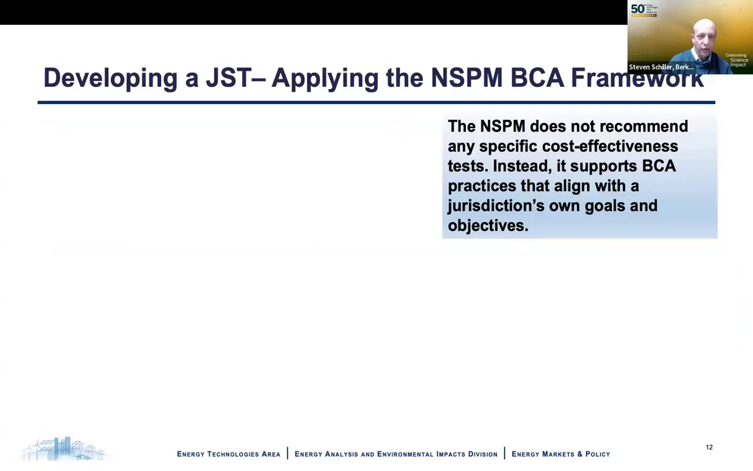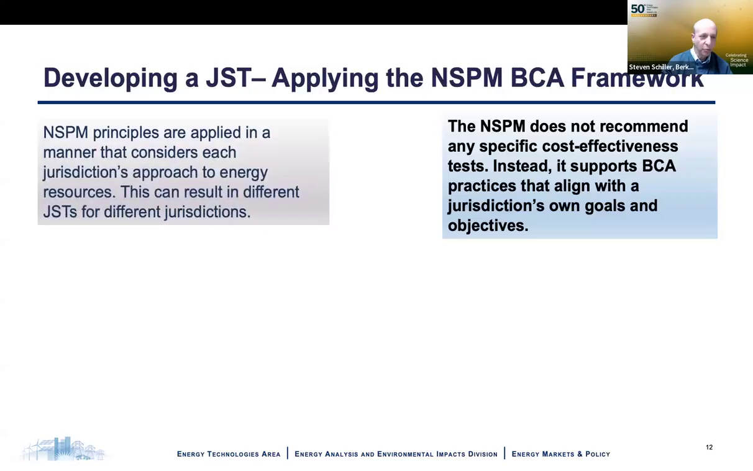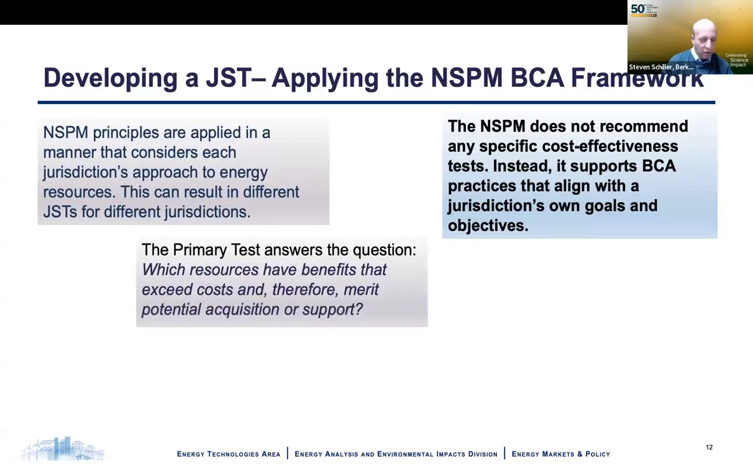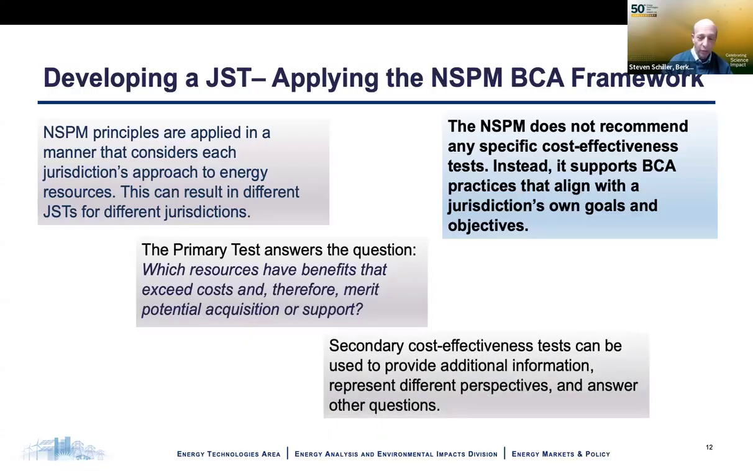So going forward, as you develop the JST, I just want to be really clear that this NSPM, the process I'm talking about, does not recommend any specific test. What it's recommending is a process, practices that allow you to align your goals and your objectives with the benefit cost analysis test that you use. So the principles are applied, and in a way, there might be a different test for different jurisdictions. And so you have that primary test that again answers what resources have benefits that exceed cost, and therefore merit potential support. Now, secondary tests you might apply that might help provide additional information around that primary test.